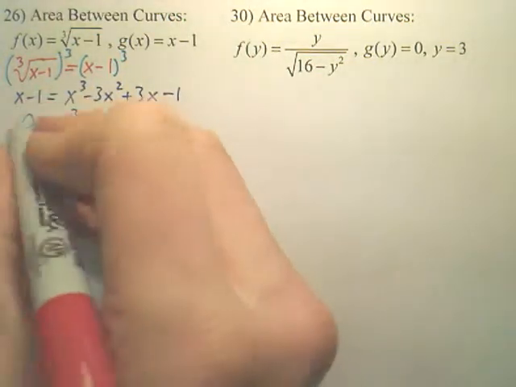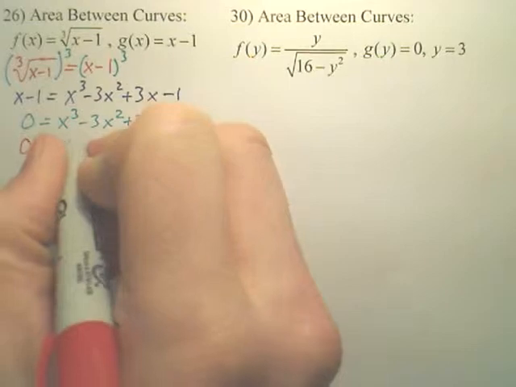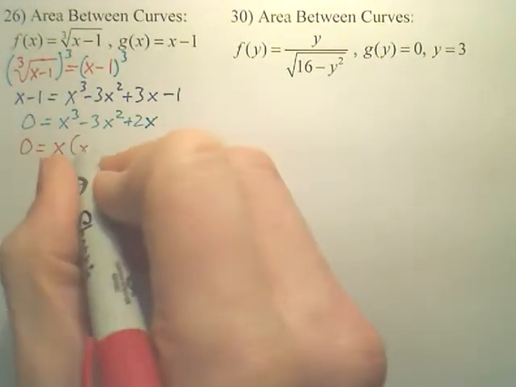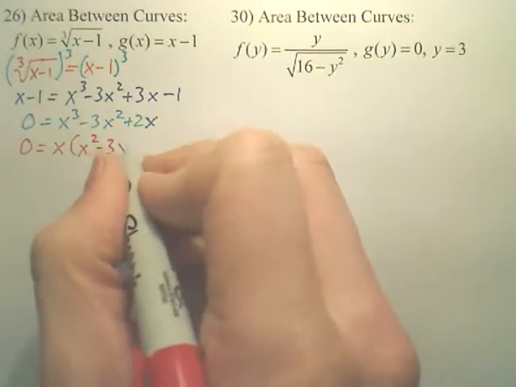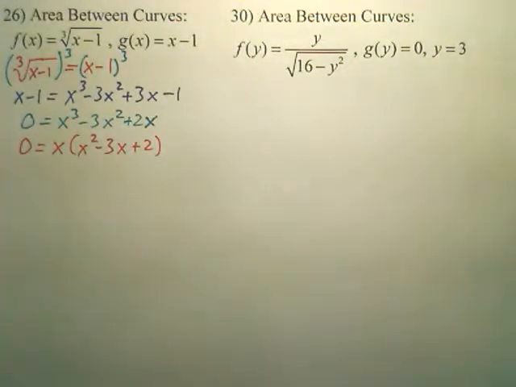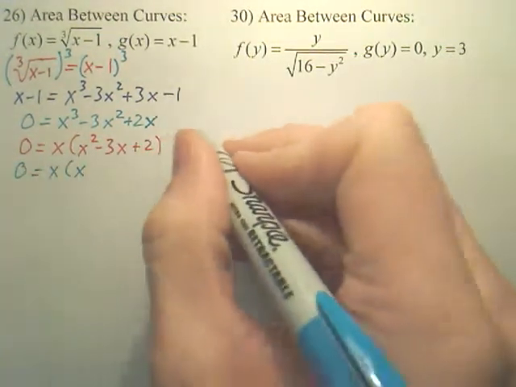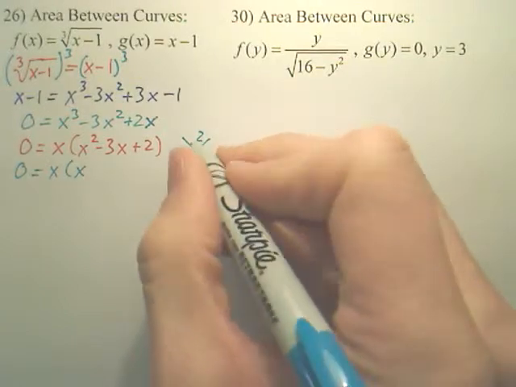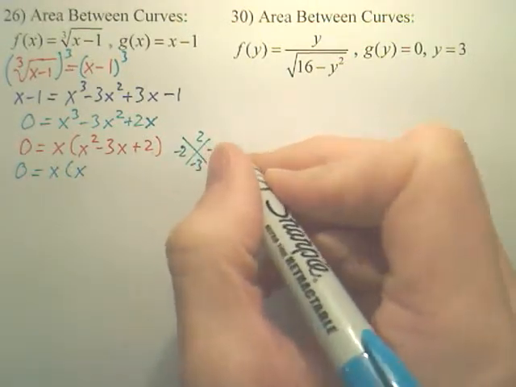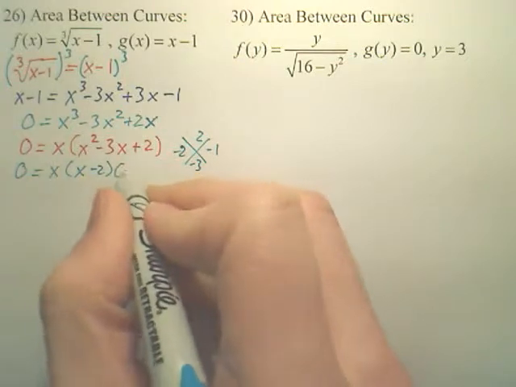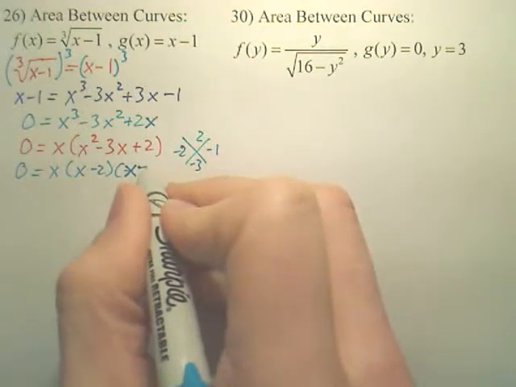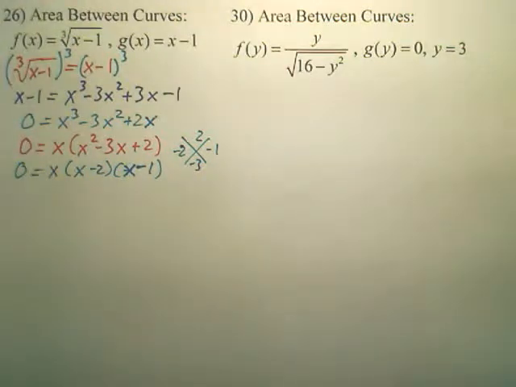When you factor this, you get a GCF of x coming out, leaving you x squared minus 3x plus 2. So you get 0 equals x times the factors. When you factor, you get 2 and negative 3, so that would be x minus 2 and x minus 1. So my answers are 0, 2, and 1. Those are my intersection points.